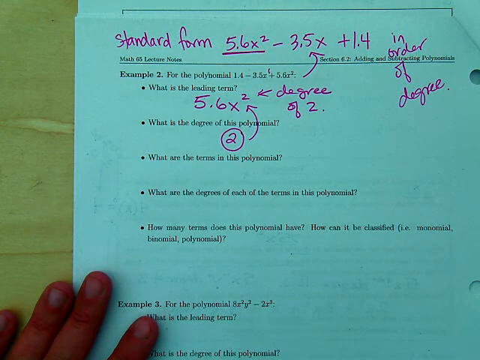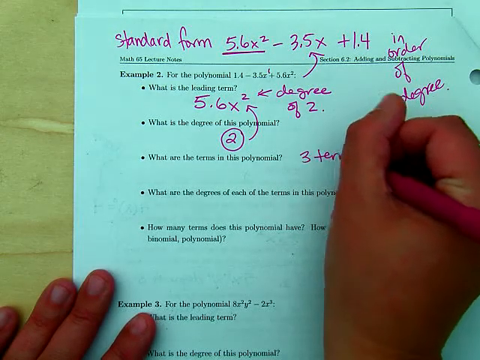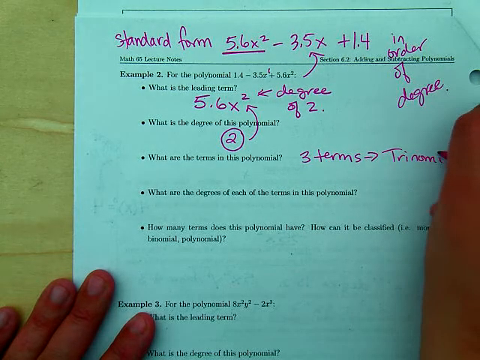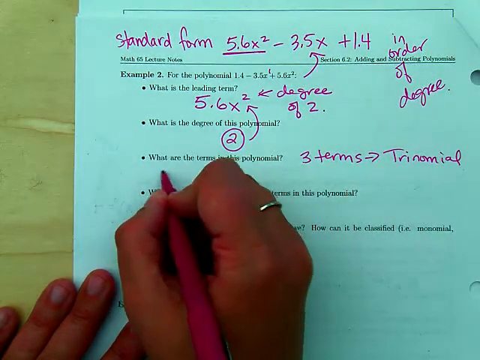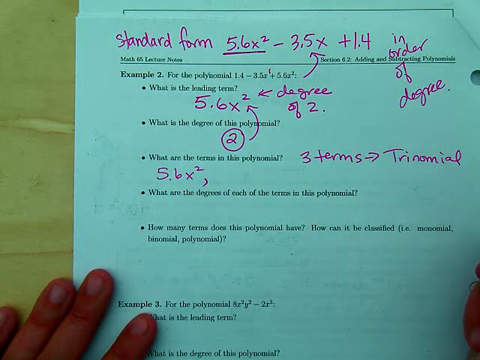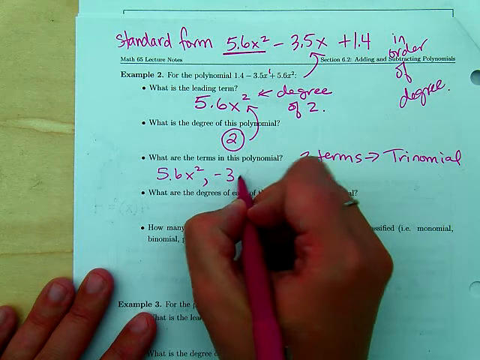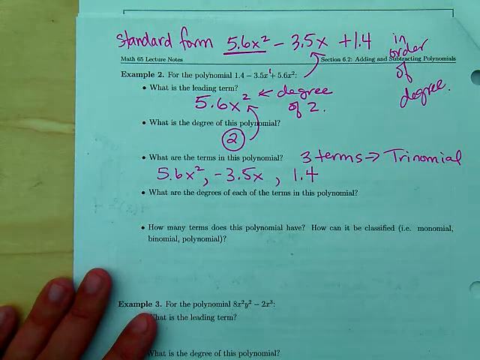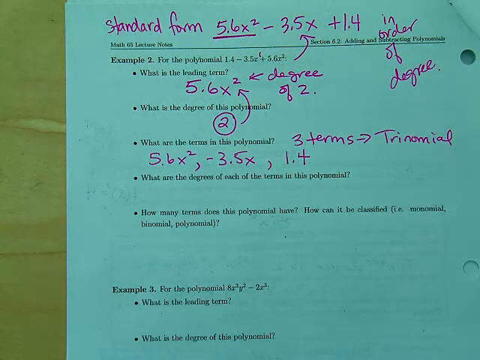What are the terms in the polynomial? Meaning, how many terms do we have and what are they individually? We have 3 terms, and 3 terms makes it a trinomial. And the terms we'll just write out as 5.6x squared, comma, instead of plus, negative 3.5x is a term, and 1.4 is a term. So those are all 3 terms.